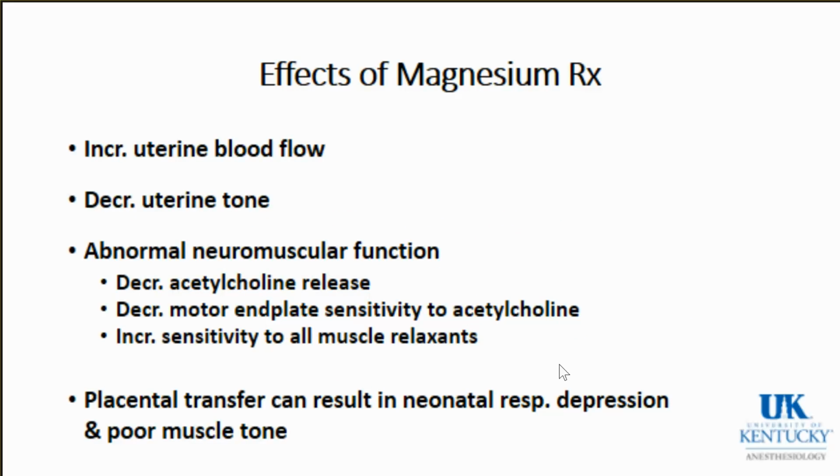Other things that MAG will do, it does increase uterine blood flow, does decrease uterine tone, so these patients are more likely to have problems with uterine atony after delivery, and it does affect your neuromuscular blocking agents. It leads to decreased acetylcholine release and motor end plate sensitivity to acetylcholine, so there's an increased sensitivity to all muscle relaxants, both depolarizing and non-depolarizing. There can be some placental transfer, so these babies could have some respiratory depression. They may be floppy at delivery.